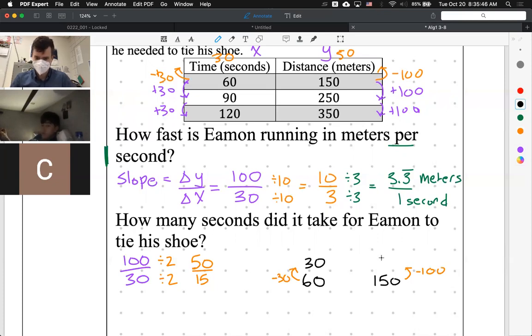I'm trying to catch up to you. Hold on. So we had this in our table. You said divide the slope by 2. So instead of 100 over 30, it's 50 over 15, which means instead of minus 30, this 30 changed into a 15. So this turns into minus 15. What did we get for our new time after we did minus 15?